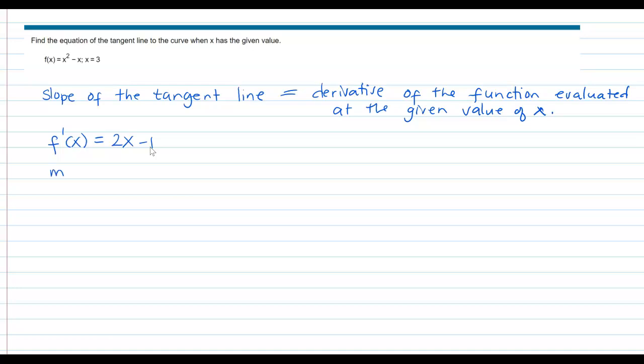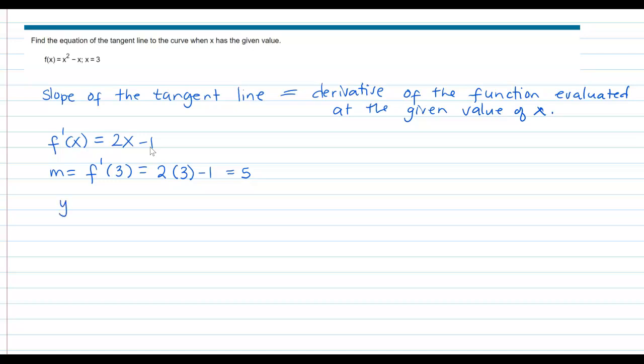Then, to find the slope, just evaluate the derivative at the given value of x. So at x equals 3. So this is just 2 times 3 minus 1. 2 times 3 is 6. Minus 1 is 5. So our slope is 5.